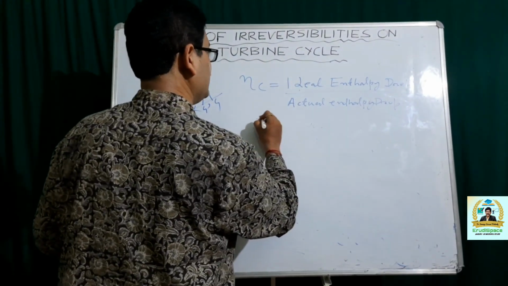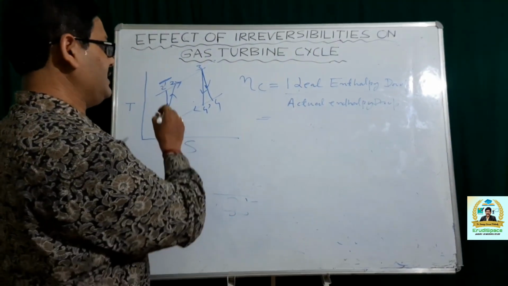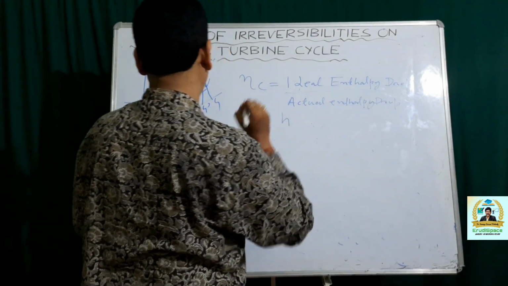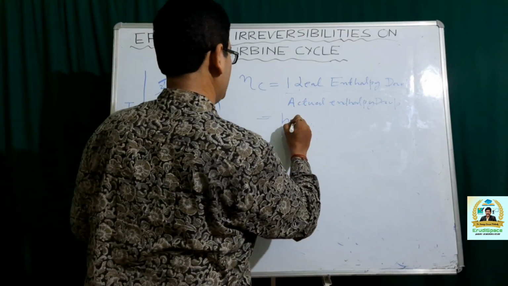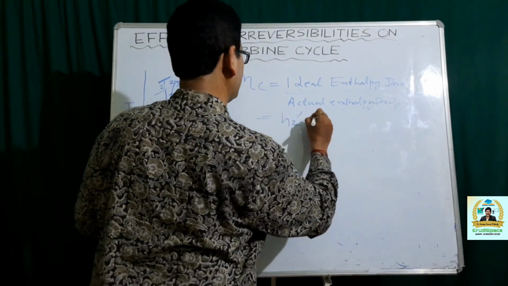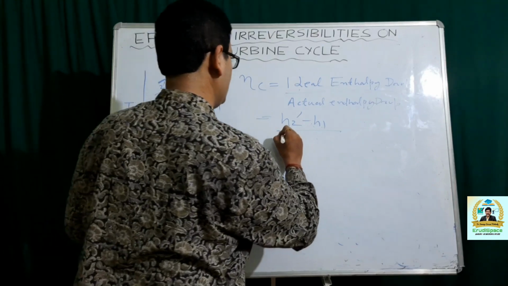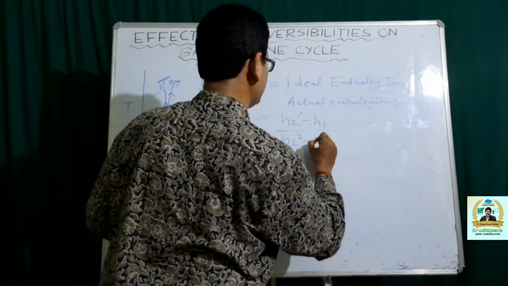So what is ideal enthalpy drop? Ideal enthalpy drop is H2 dash minus H1, and the actual enthalpy drop is H2 minus H1.